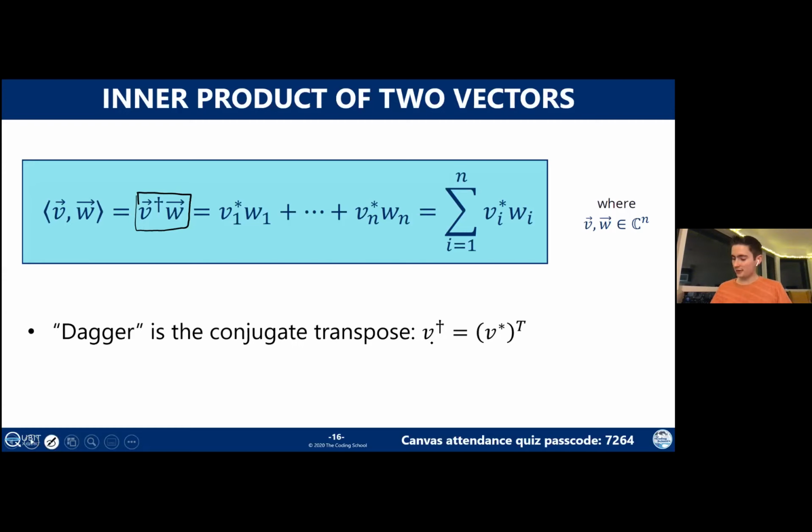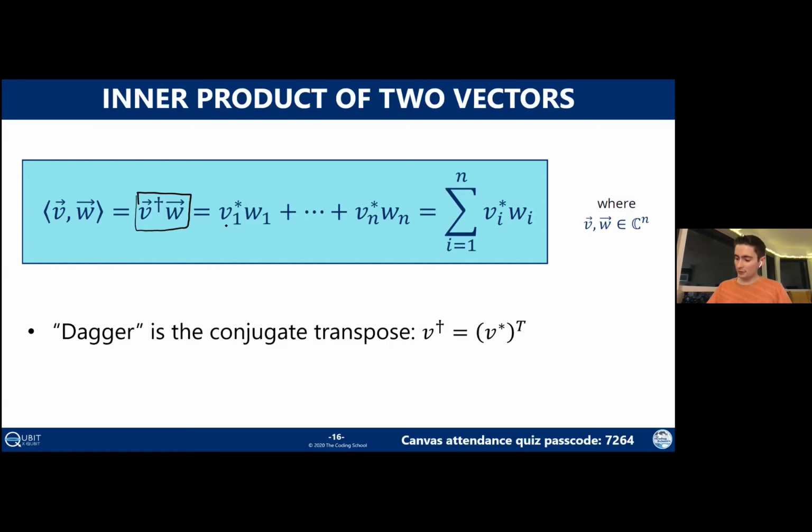V dagger is simply defined as V conjugate. So remember this little star thing. Actually, I believe we might have used bar to denote conjugate before. These are equivalent representations, but this is the same thing as just conjugate. And then we take the transpose of that. Taking the transpose just means turning a column into a row or turning a row into a column. I'll show an example of that in just a moment.